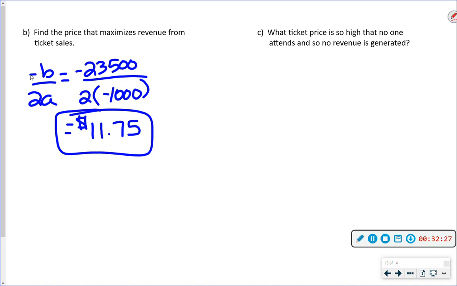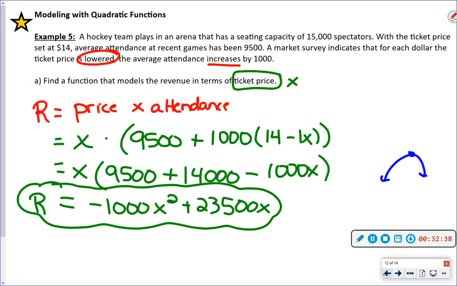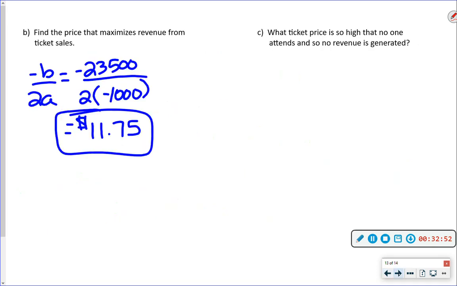Okay, let's see what ticket price is so high that nobody attends, so no revenue is generated. Okay, let's go back to this. So if we have, I'm going to give it away, 0 revenue, I'm going to take my green equation and replace the r with 0, and I'm going to try to solve it, which will be fun. So I'm going to do 0 equals my very lovely equation. As you can see, I have to look at my notes here because I can't remember all these numbers off the top of my head.